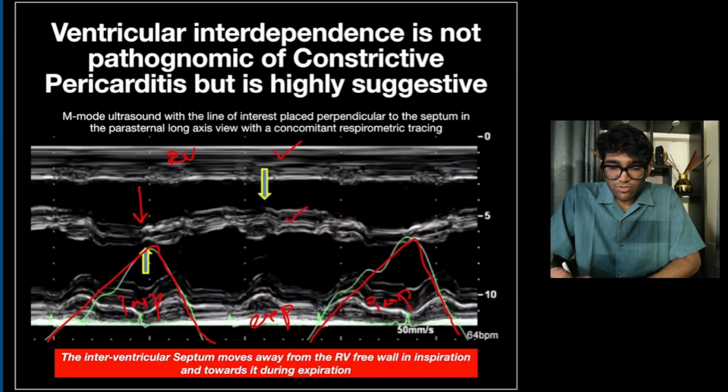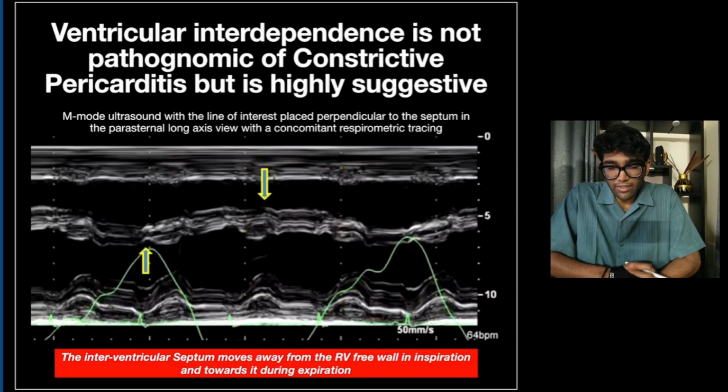The other thing is during inspiration that is happening. During expiration, the reverse is happening. So the septum is now moving away from the left ventricle and towards the right ventricular free wall. So this is the septal movement with inspiration and expiration, and like I said, it is highly suggestive of your pathology. Okay.